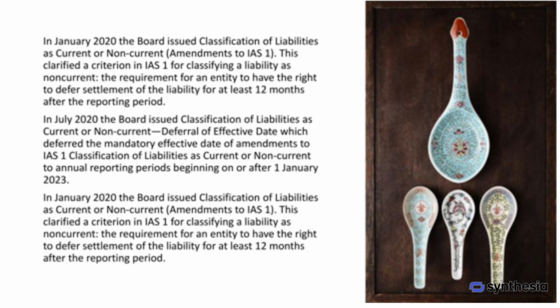Later, in July 2020, the board issued another update to IAS 1, specifically addressing the effective date of these amendments. Recognizing the need for additional time to implement the changes, the board decided to defer the mandatory effective date. As a result, the amendments related to the classification of liabilities would now apply to annual reporting periods beginning on or after January 1, 2023. This postponement allowed entities to better prepare for the new classification requirements and ensure compliance with the updated standard.